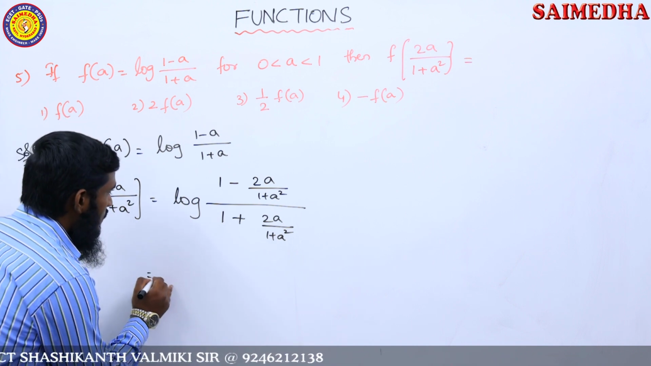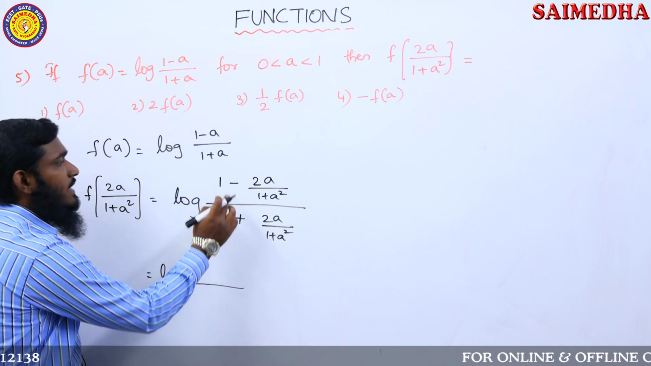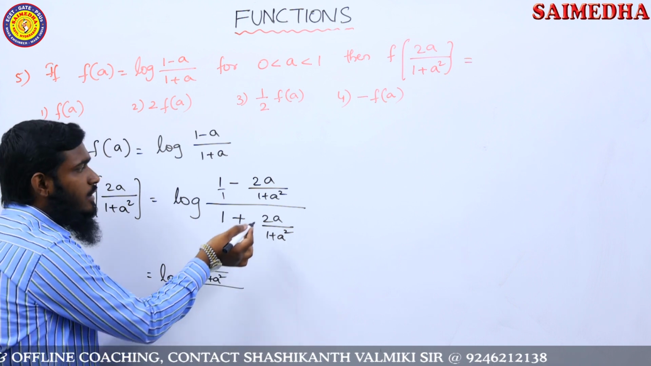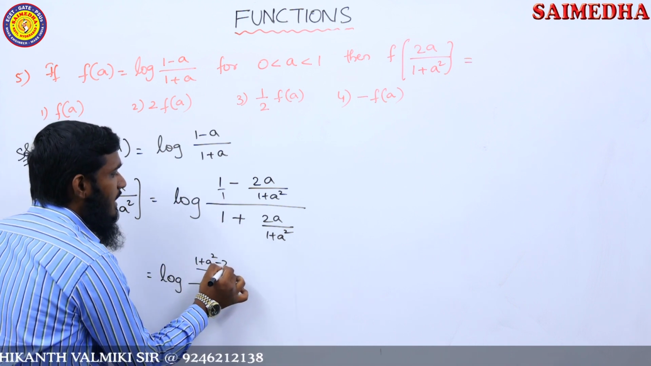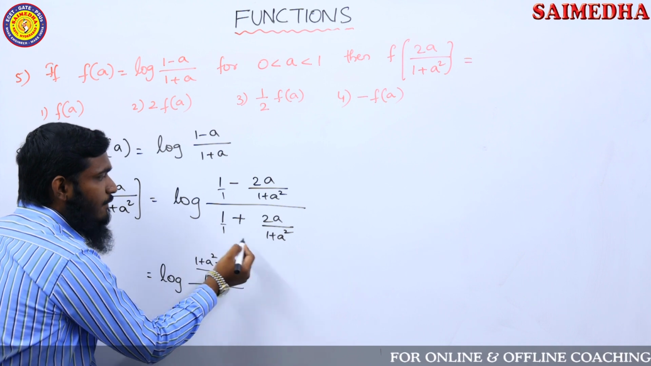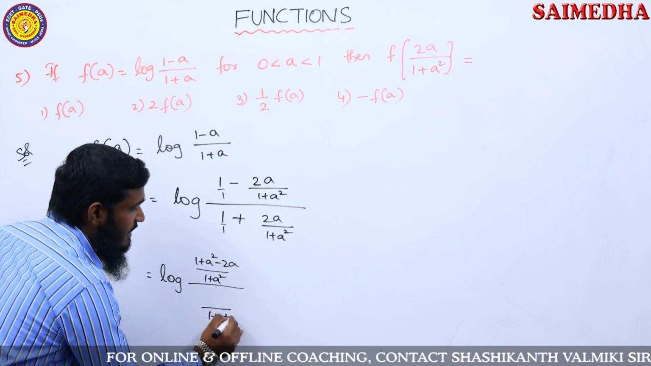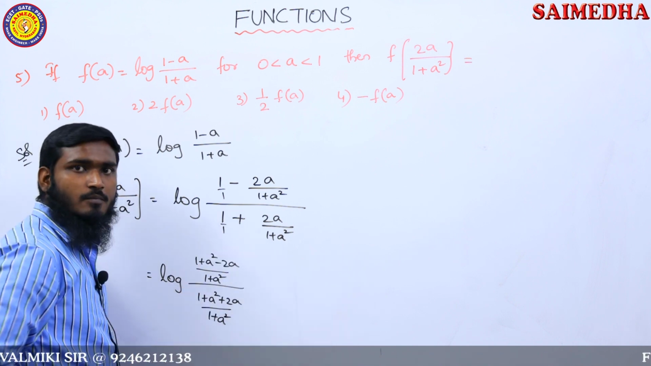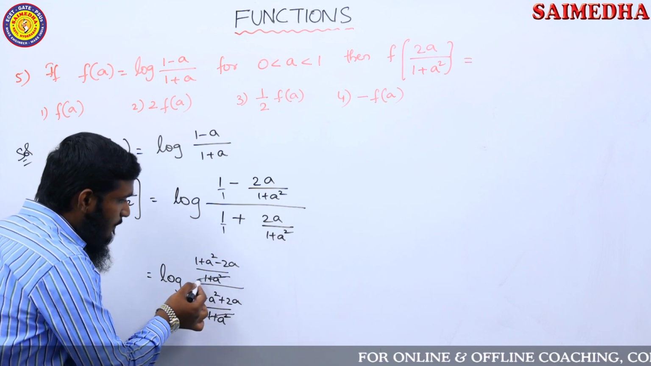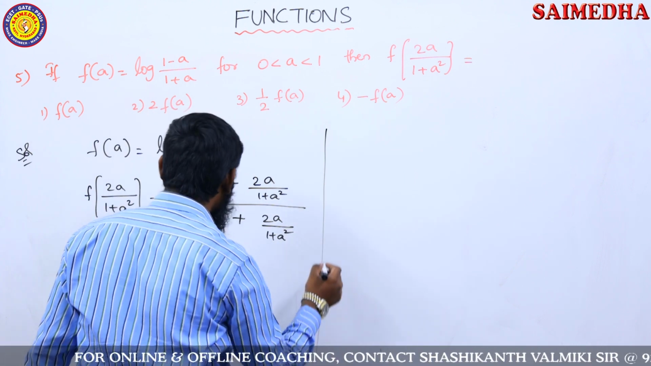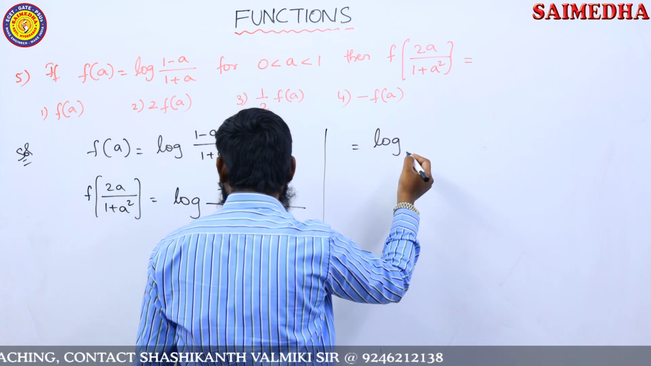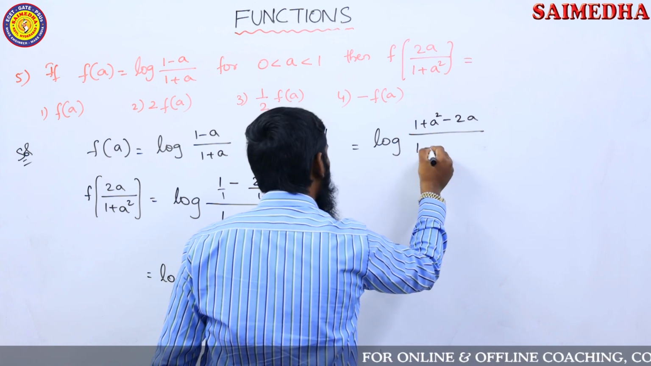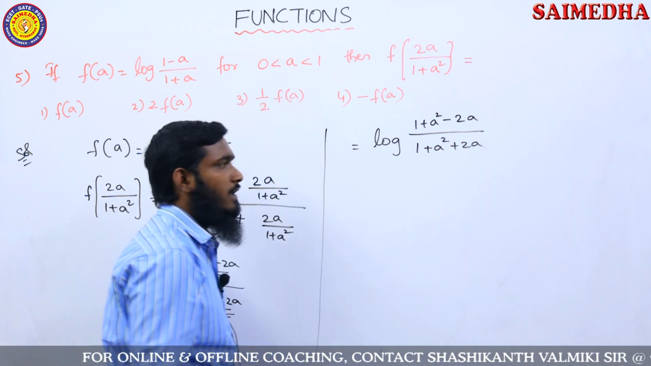Understood? Now the log part we have written as it is. In this part, taking the LCM, the denominator will be 1 plus a square and the numerator will be 1 plus a square minus 2a. In the next part, taking the LCM again, the denominator will be 1 plus a square and the numerator will be 1 plus a square plus 2a. Now 1 plus a square gets cancelled. So what remains is log of (1 plus a square minus 2a) divided by (1 plus a square plus 2a).